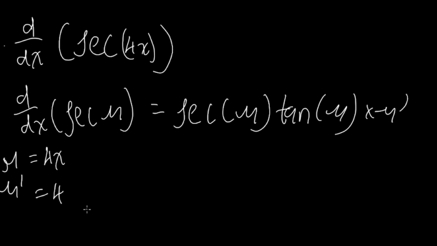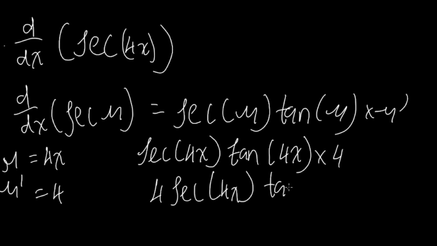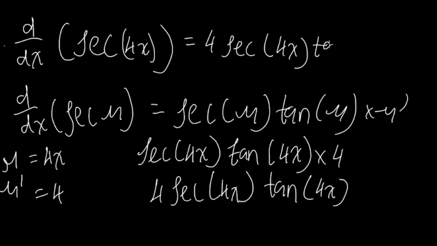So with this in mind, we can plug into the formula. The secant of 4x times tangent of 4x again times u prime, that is 4. We can take 4 to the other side and get 4 secant 4x tangent 4x as our final answer. That's 4 times secant 4x times tangent 4x. That is our final answer.